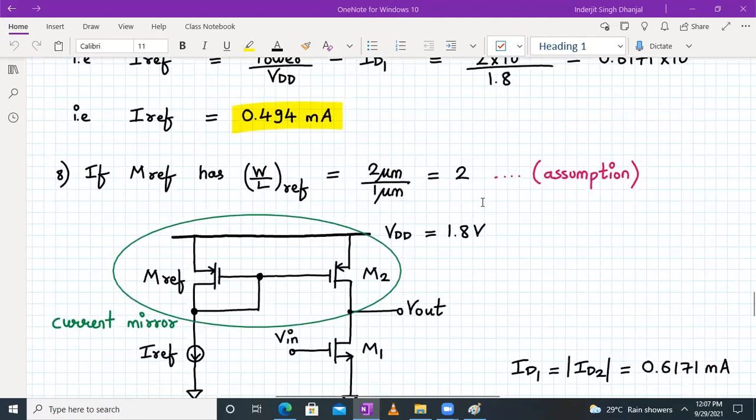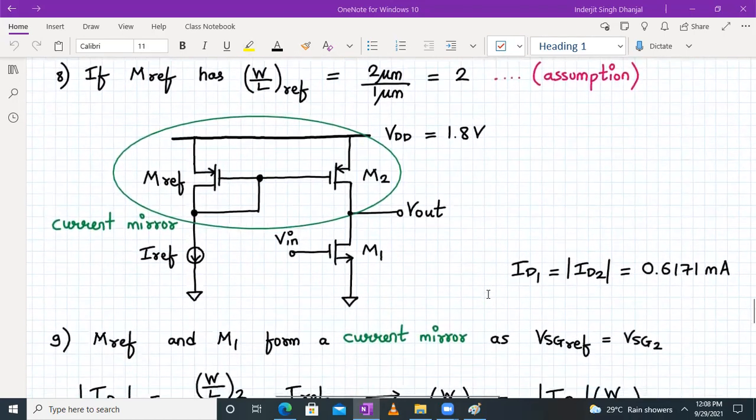Okay. Now let's just assume that your M reference transistor has a W by L ratio of 2. Okay, that's an assumption which we are making. It can be 5, it can be 10, it can be 20. Okay, not more than that. We can keep it relatively in that manner. So this is an important assumption. W by L of reference transistor we will keep as 2 micrometer by 1 micrometer.